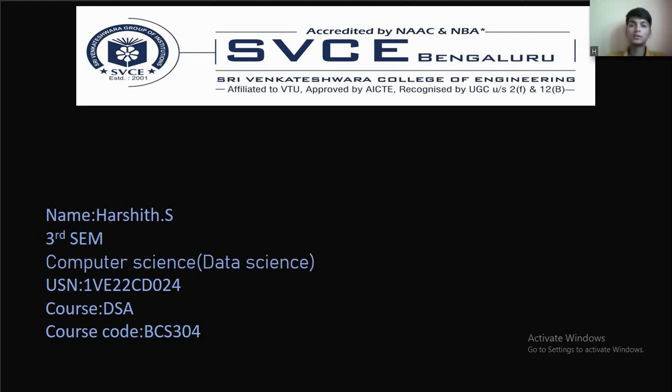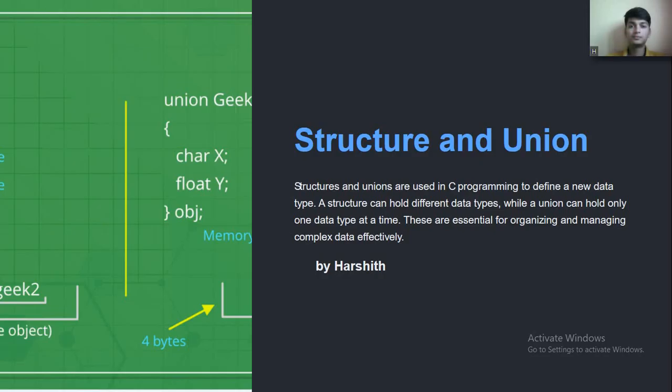Today I am here to discuss the topic structure and union, stacks, queues and linked lists. So first we will see about structure and union. Structures and unions are used in C programming to define a new data type. A structure can hold different data types, while a union can hold only one data type at a time. These are essential for organizing and managing complex data effectively.